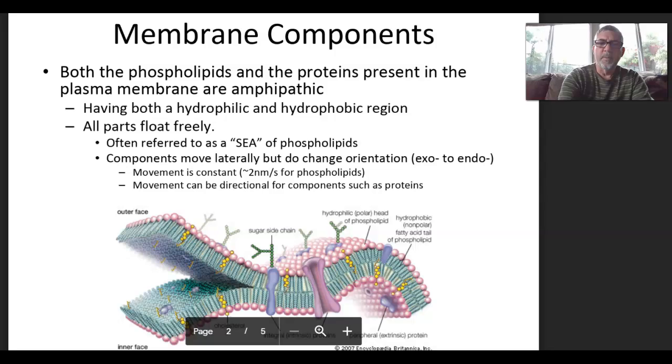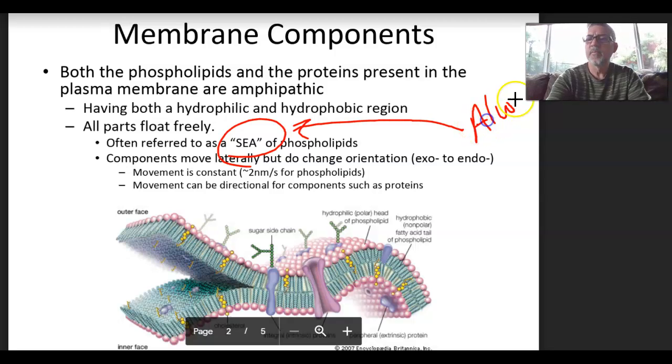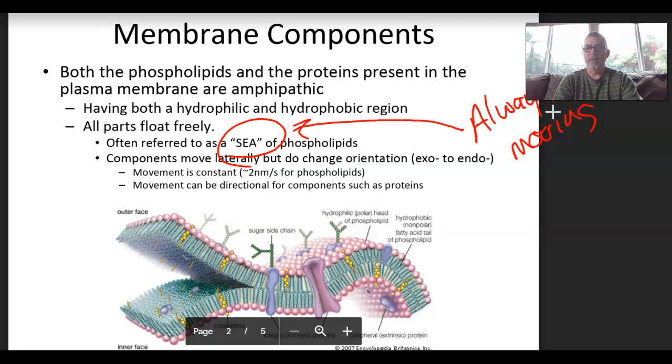Okay, so remember it's often called a sea of phospholipids, and the sea, really what they mean is always moving. So these membrane proteins that are sitting inside this channel here are always moving in one direction or moving in another direction, right? So it's not stationary, right? So the movement is constant.